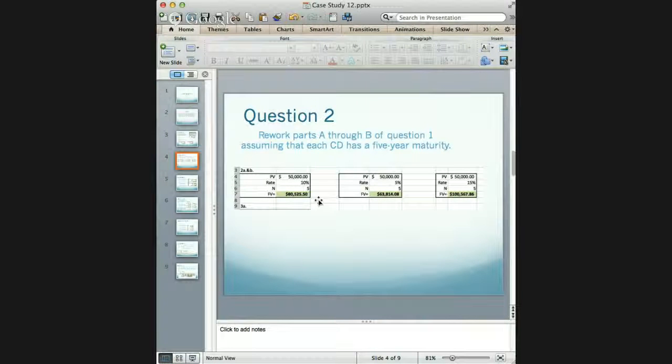So as you can see, at the interest rate of 10% for 5 years, it would mature to $80,525.50. At 5% interest rate, obviously we'd be making a little bit less money at $63,814.08. And at 15% interest for 5 years, it would mature to $100,567.86. So obviously that would be the best option.